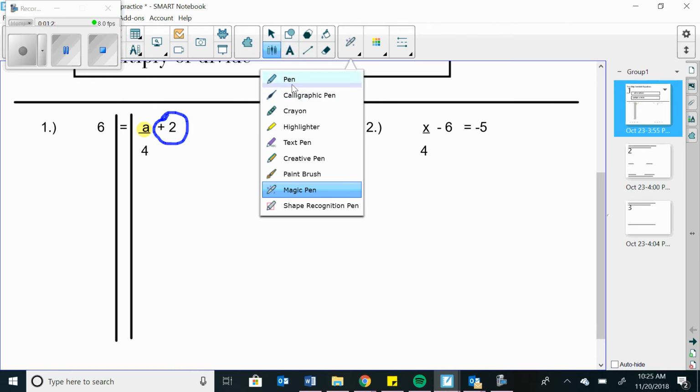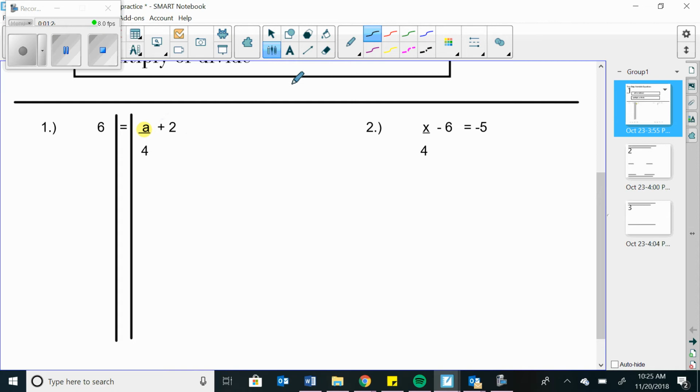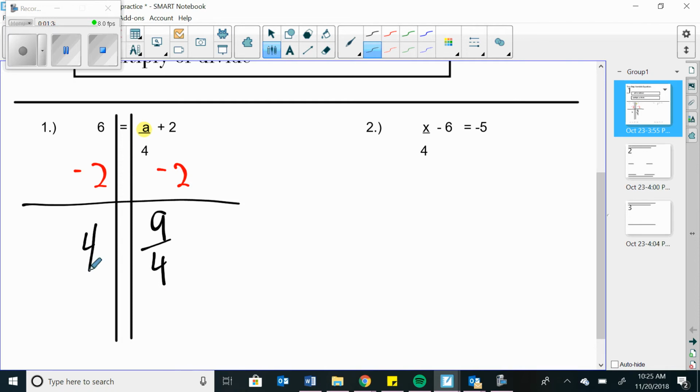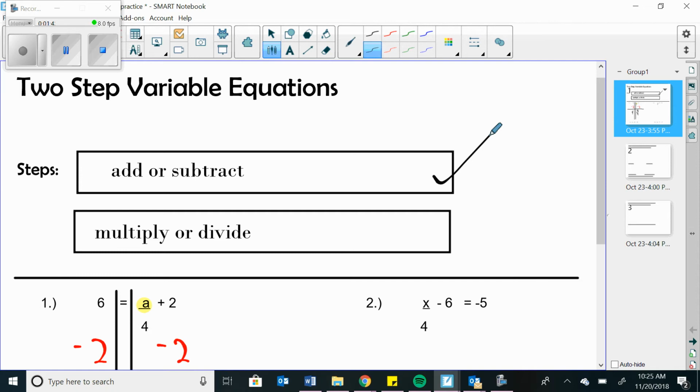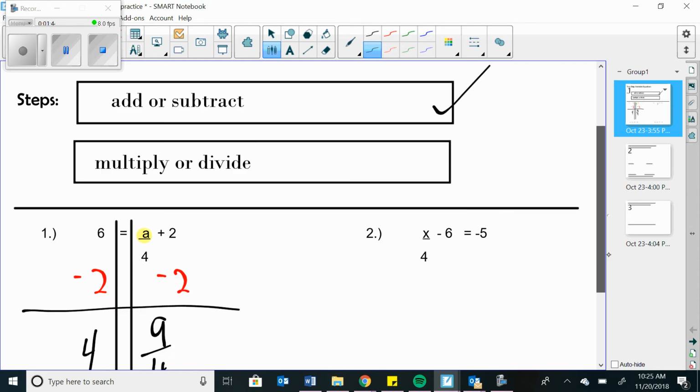Okay, minus 2 on this side and then minus 2 on this side. So then I bring down A divided by 4. 6 take away 2 is 4. So step 1 is done. Now we need to multiply or divide.